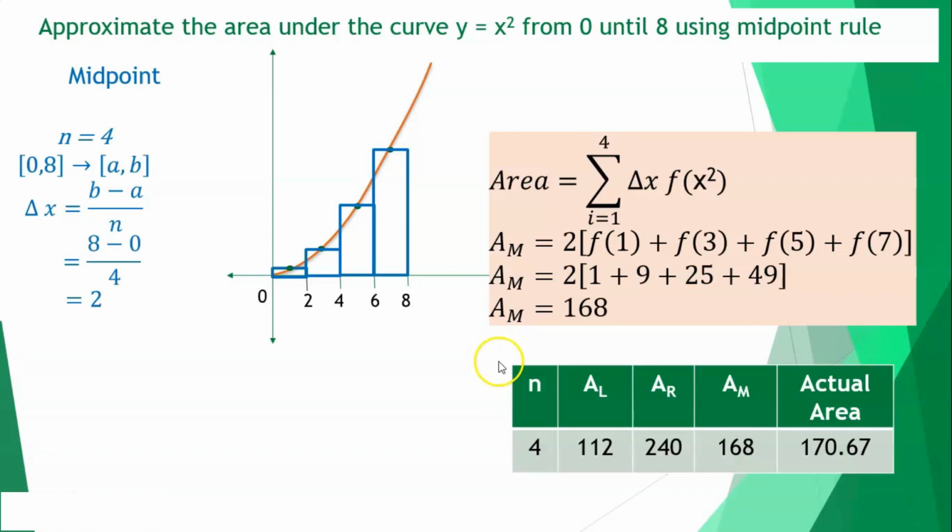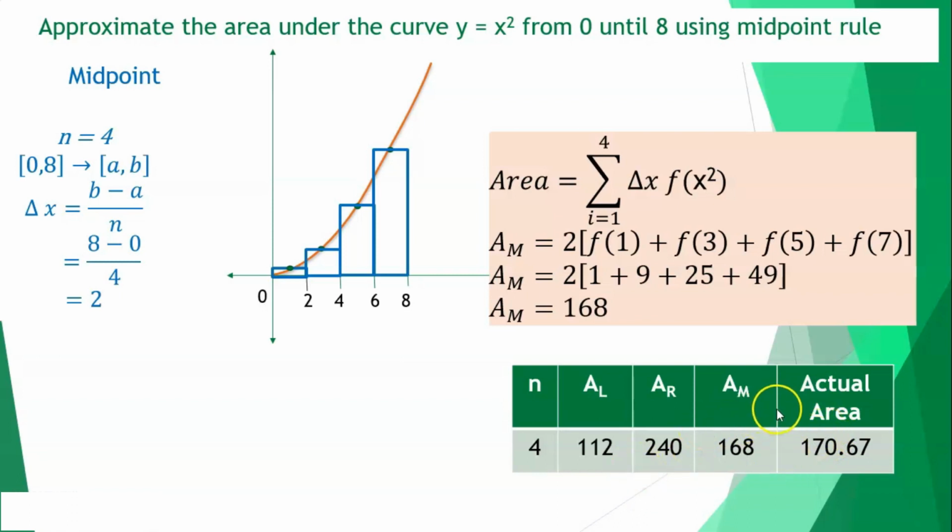Now let's try to compare and contrast. So again, the same number of rectangles. Making use of the left Riemann sums, that's 112. Right Riemann sum method, that's 240. And the midpoint rule is 168. And the actual area is 170.67.